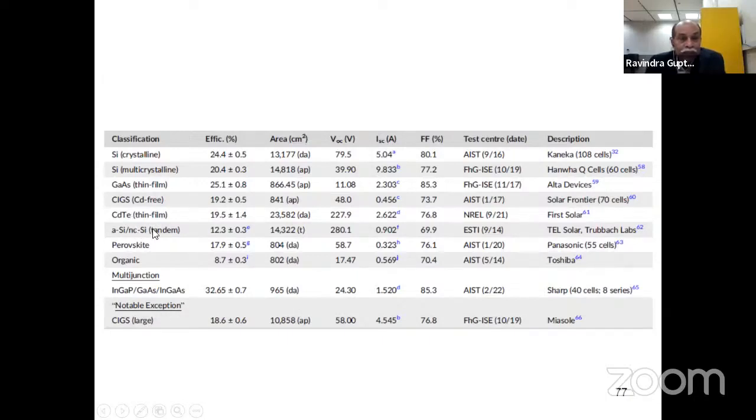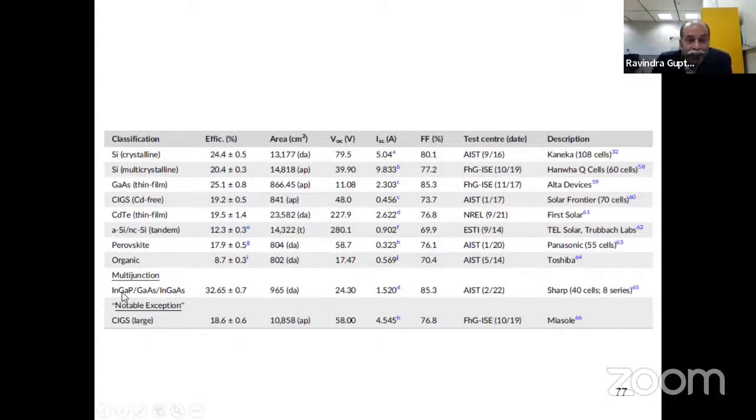For the tandem cell, 12%. For the perovskite, 17.9%. For the organic solar cell, 8.7%. For the multi-junction, as I told you earlier, if we have multi-junctions, if we have multiple semiconductors according to the band gap, then we can collect all wavelengths of the sunlight. Then we can increase the efficiency.